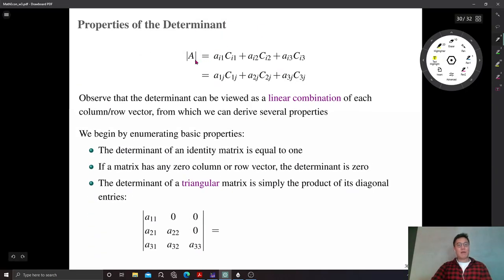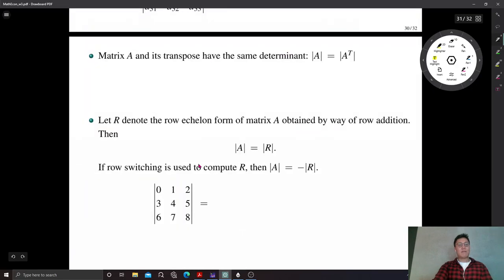So once again, determinant is given by linear combination. So if we choose one row, the linear combination of row vectors, and if we choose one column, then determinant is going to be a linear combination of column vectors. Okay. So from this fact and from this definition, we can establish several properties of determinant. So in the lecture slide, we have 5 properties.